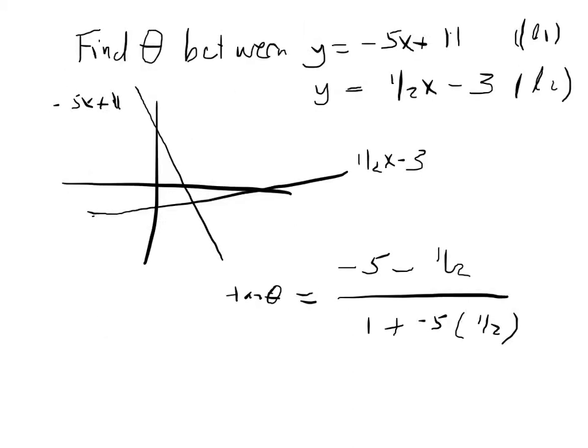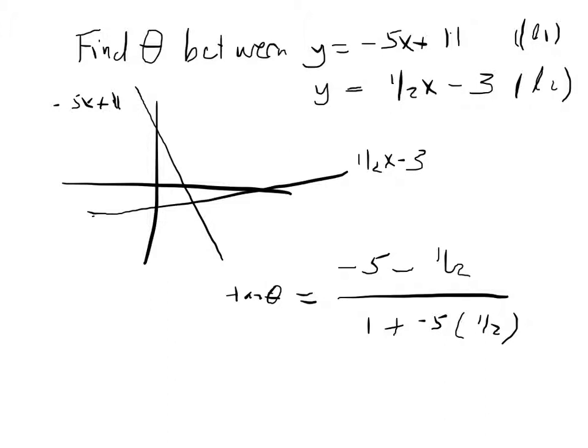Suppose you're asked to find the angle theta between two lines, y equals negative 5x plus 11 and y equals a half x minus 3. I'll call negative 5x plus 11 line 1 and a half x minus 3 line 2. I might want to draw a reasonably accurate picture just to see the situation. Line 1 has a negative slope, pretty steep, with y-intercept 11. Line 2 has a positive slope, not very steep, and y-intercept about negative 3, so that looks fairly accurate. I'm looking for one of these angles in here.